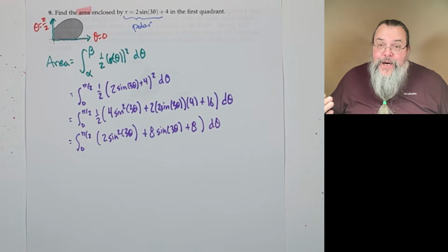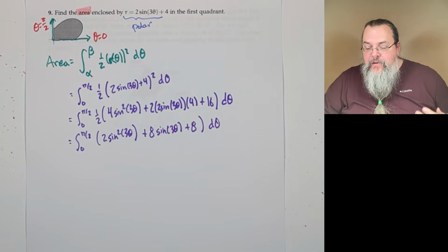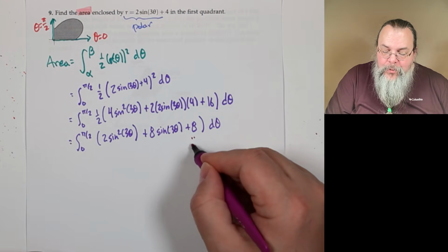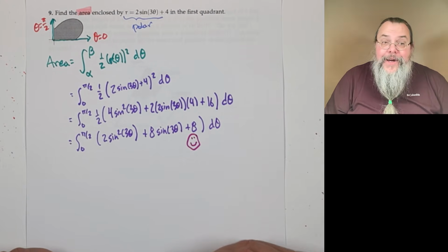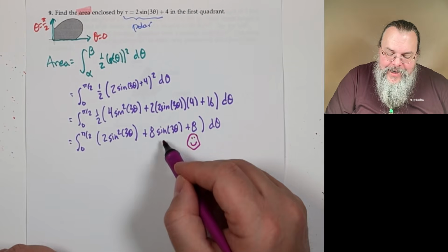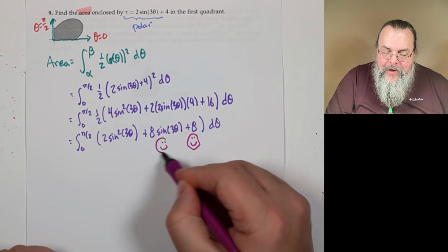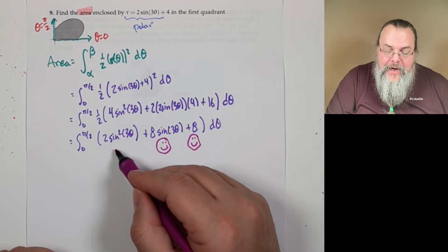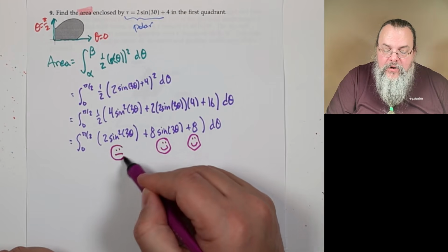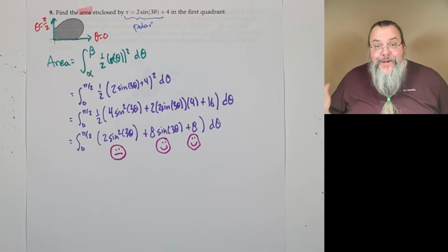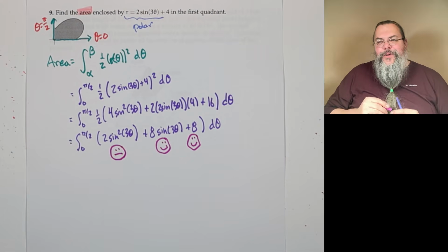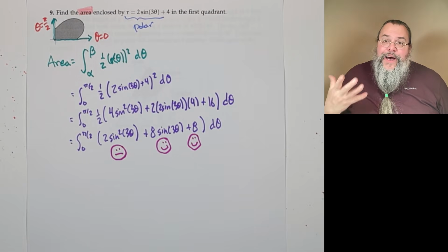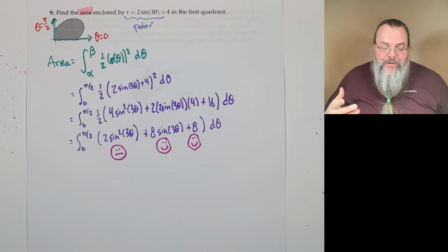We have a couple of pieces. And so when I say let's check to see where we're at, how are we feeling? The 8, we are feeling great. 8 is great. We can integrate that. Sine 3 theta, that's great. We can integrate that. Sine squared of 3 theta, not quite great. Not terrible, but we're not quite feeling it just yet. So we say, okay, how do we handle that piece?